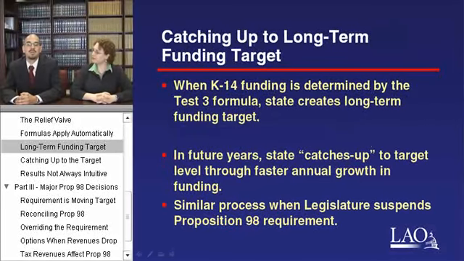In years where the general fund is growing slowly and Test 3 applies, Proposition 98 requires that we figure out what that funding level would have been had Proposition 98 funding grown with the economy, or Test 2. This hypothetical funding level becomes the long-term funding target. The technical term for the gap between the long-term target and the amount actually provided when Test 3 applies is known as maintenance factor. In future years, the state must provide additional funding for Proposition 98 to catch up to that long-term level. A similar process exists if the legislature decides to suspend Proposition 98 and provide less than the funding requirement.